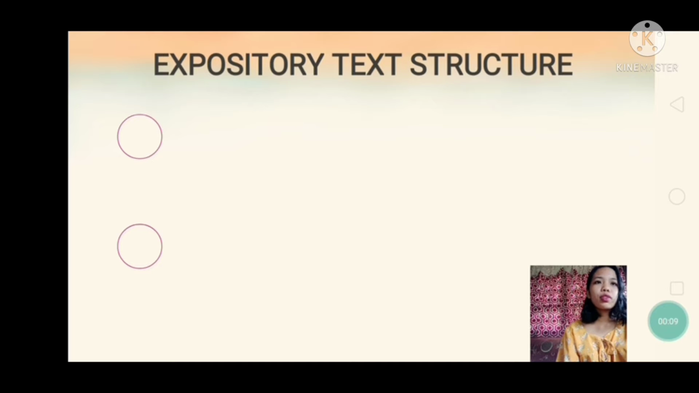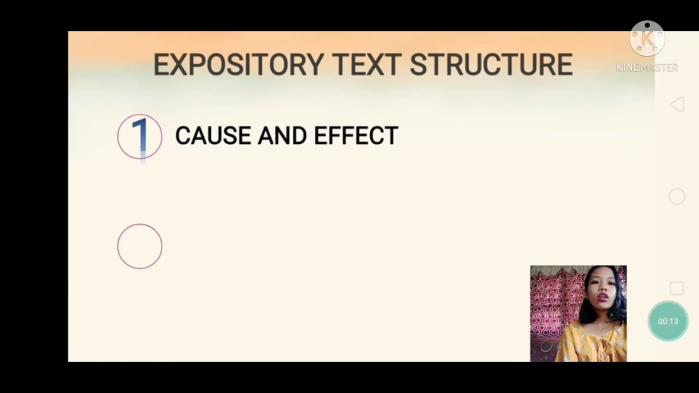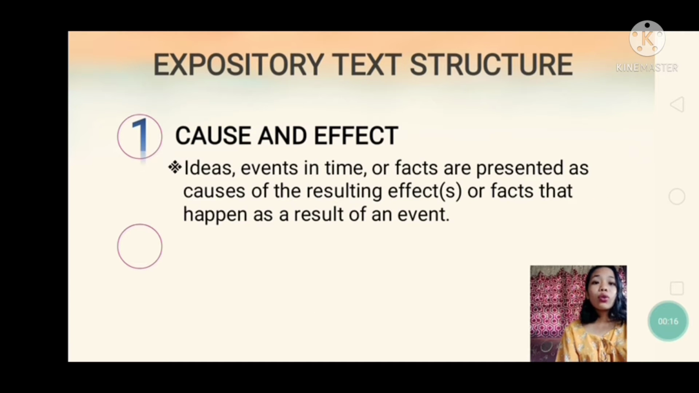So what are the expository text structures? First is cause and effect. Ideas, events in time, or facts are presented as the cause of the resulting effects, or facts that happen as a result of an event. When we say cause and effect, it can be very straightforward, or it can be implicit or explicit for the students who are trying to comprehend the cause and effect.